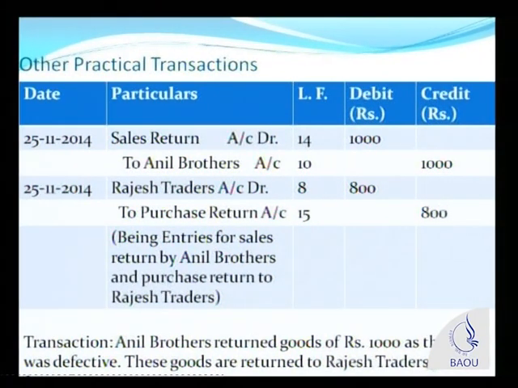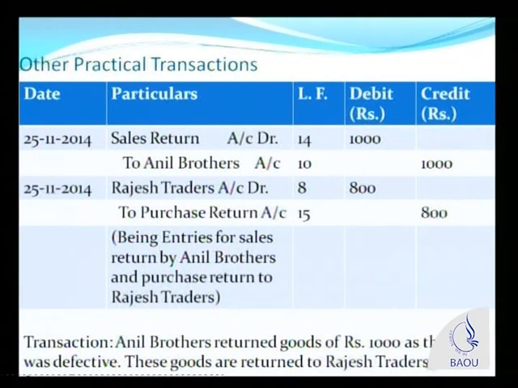We are now looking at the journal entries. I have recorded both of them on 25th of November 2014, assuming that the transactions of sales return and purchase return have taken place on the same date, namely 25th of November. For sales return, we are learning the entry first. Sales return account debit 1000, to Anil Brothers account credit 1000.